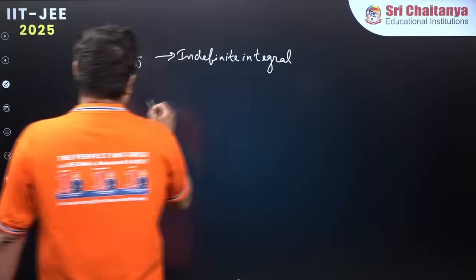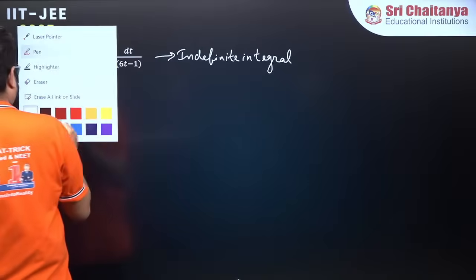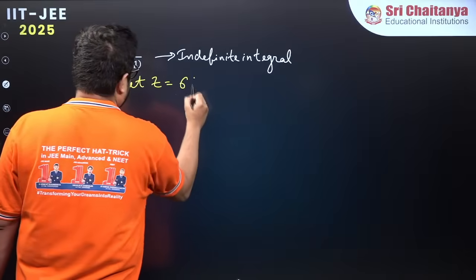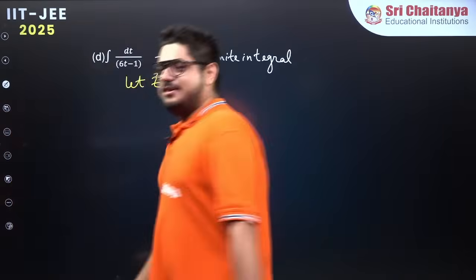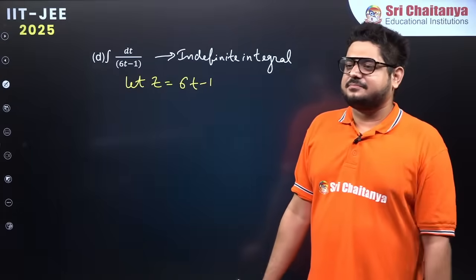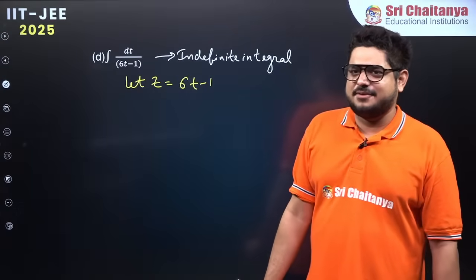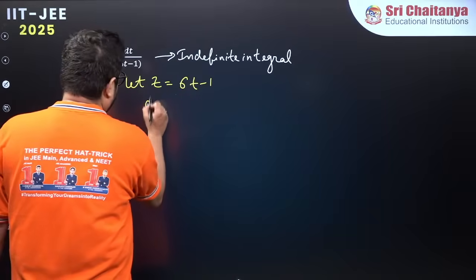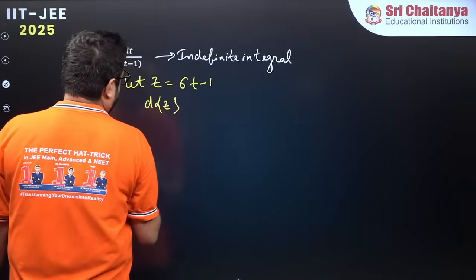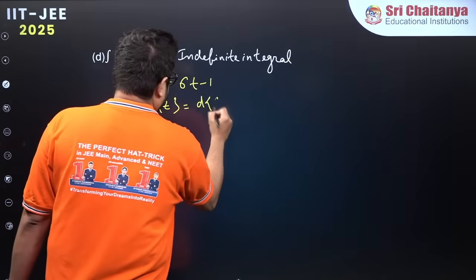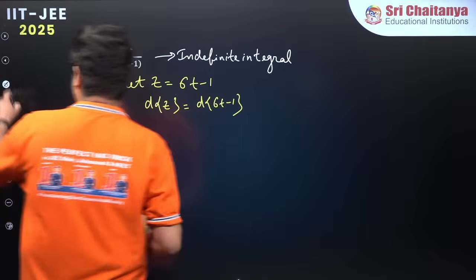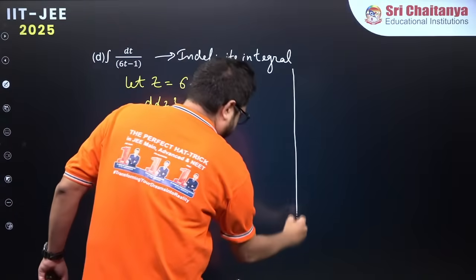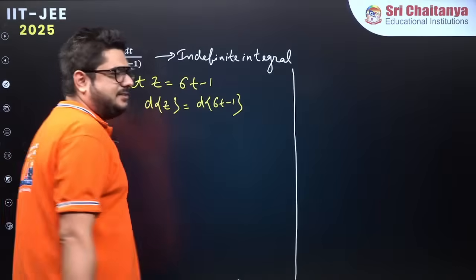So what needs to be done? Over there, I can say let z be equivalent to 60 minus 1, everyone. So now what needs to be done? We need to form a differential, isn't it? dz is d of 60 minus 1. Right, everyone? If yes, give me a thumbs up. We can write it down, isn't it?